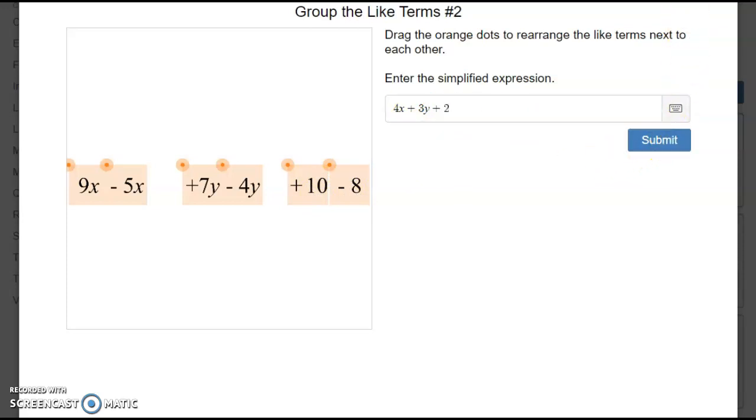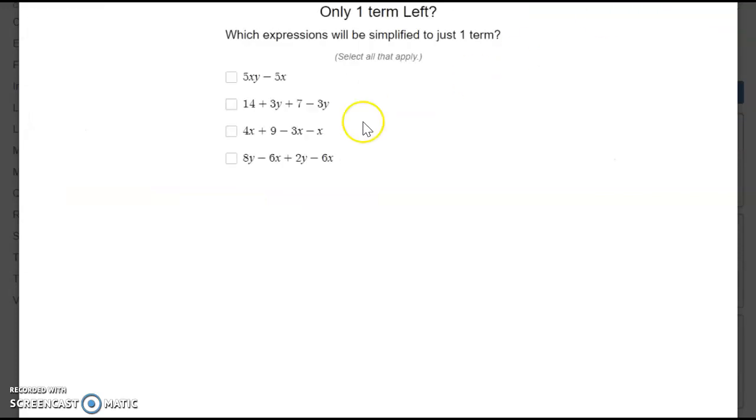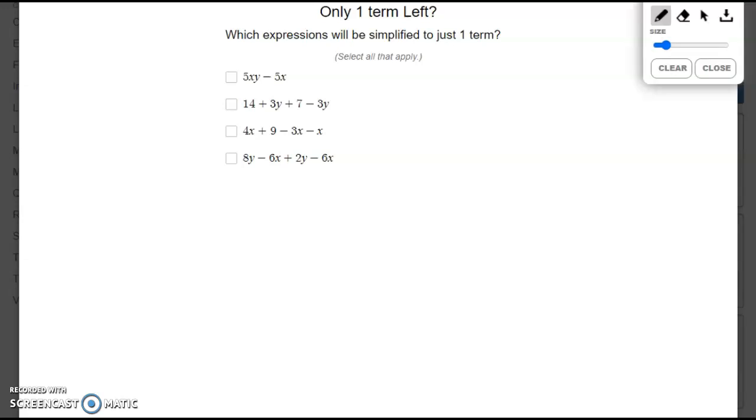Okay, let's keep moving. Alright, number 7. Which expression will be simplified to just one term? Well, to do this, we need to solve all of them, don't we? Okay, so let's try that. So what's 5xy minus 5x? Well, xy and x, are they like terms? No, they're not. That means we cannot combine them to be just one thing. All right, so this is no.